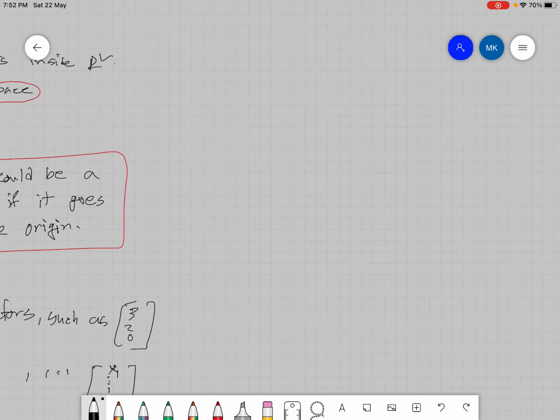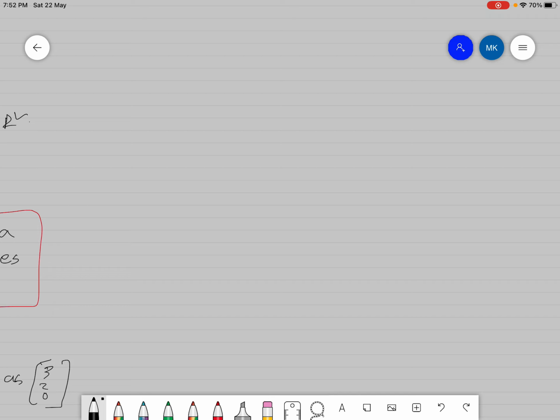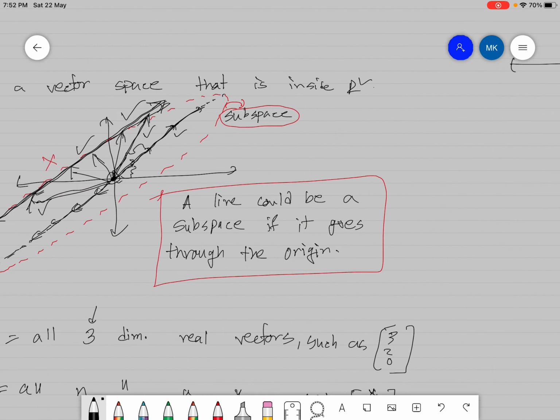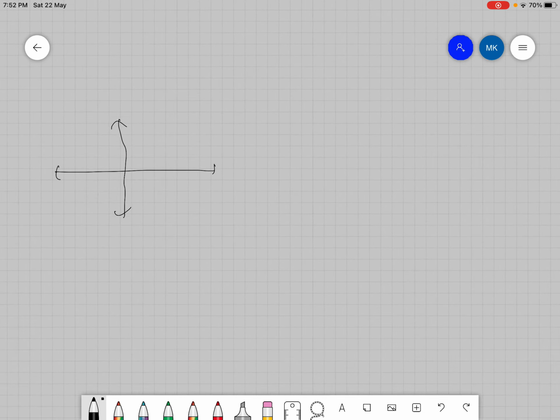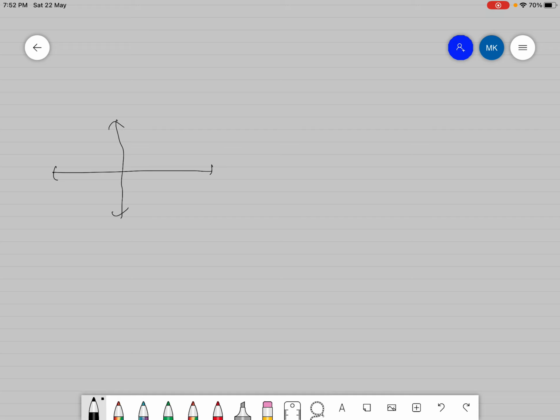So as we are talking about R2, let's stick to R2. So this is R2. So what are all the possible subspaces? We just defined subspace here, right? So what are all possible subspaces of R2?